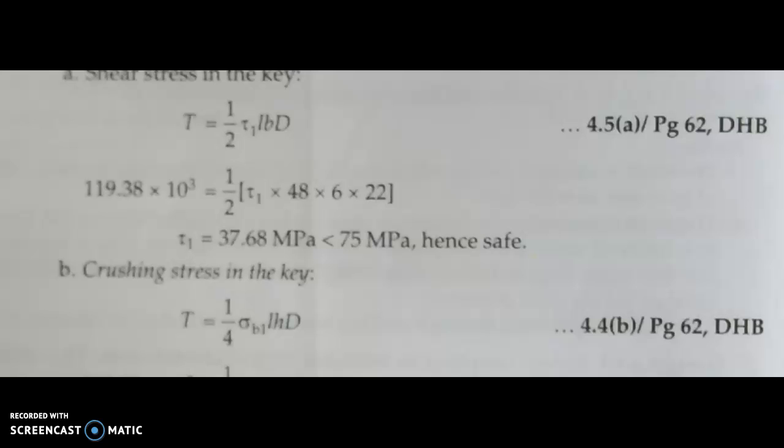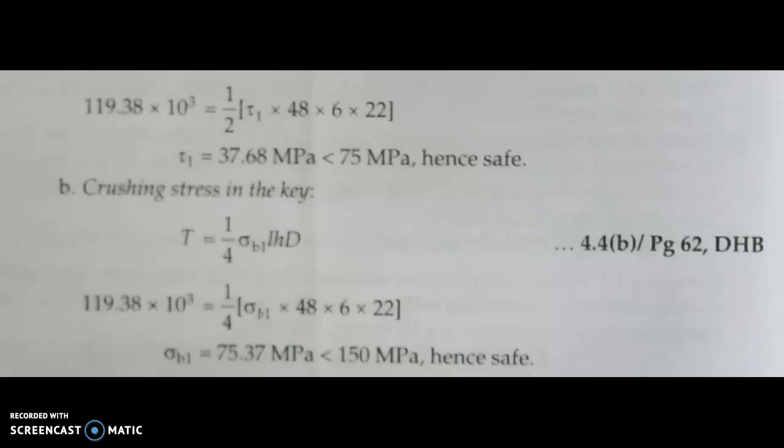Next, we can check for crushing. Again page number 62, equation number 4.4b, T is equal to 1 by 4 into sigma B1 LHD.